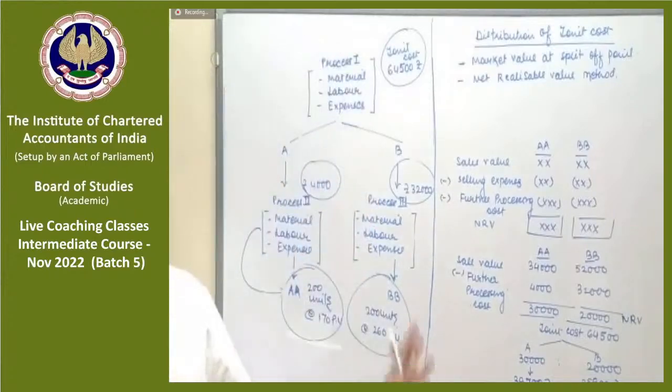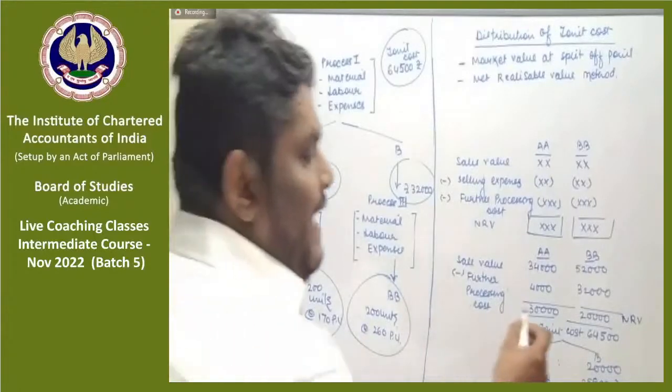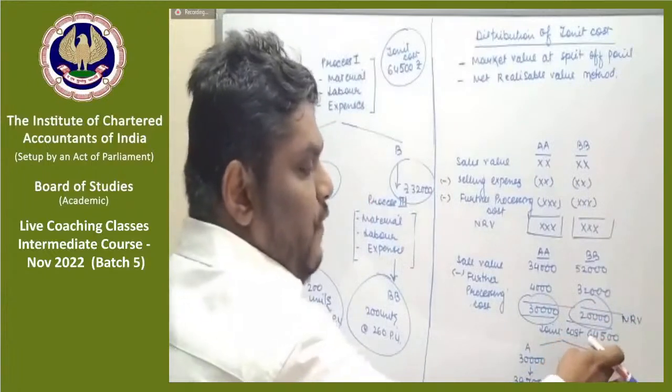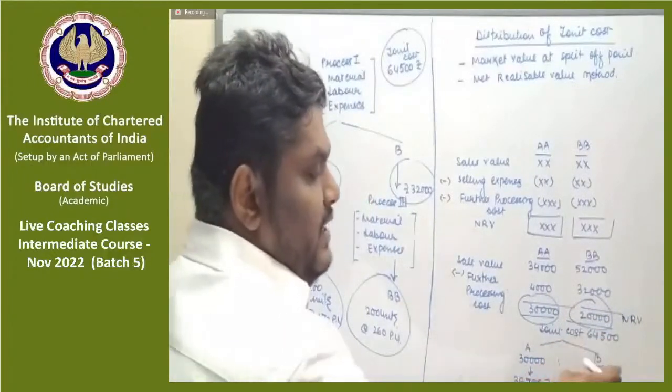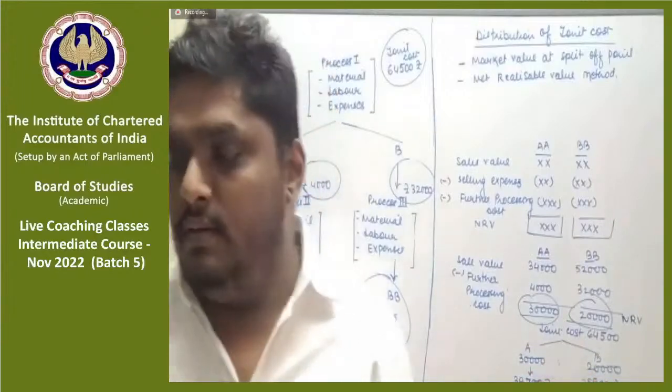I request you guys to please copy. We have got the NRV, that is 30,000 and 20,000. The joint cost of 64,500 is distributed in the ratio of net realizable value, that is 30,000 is to 20,000.